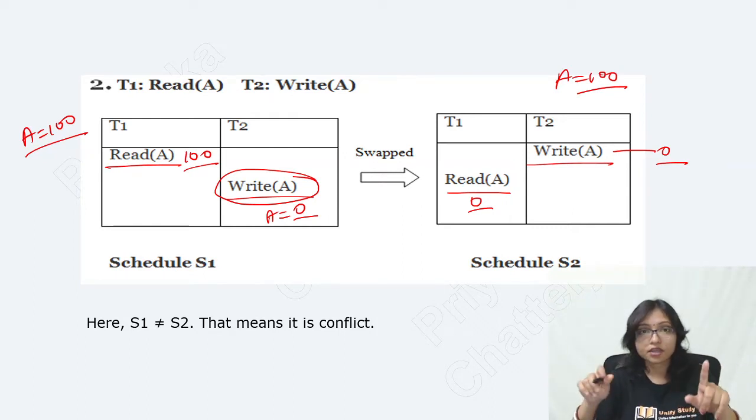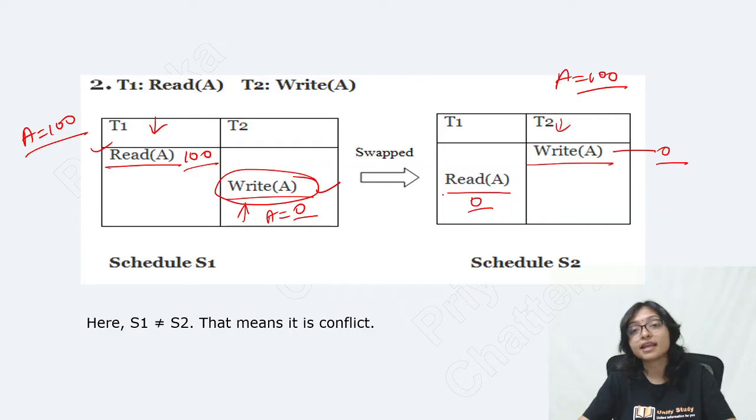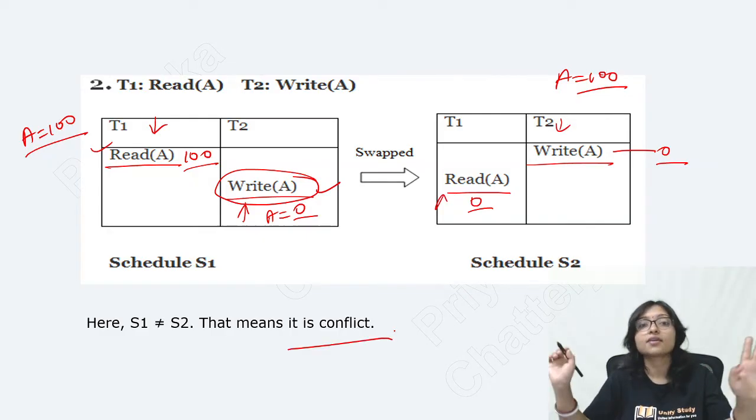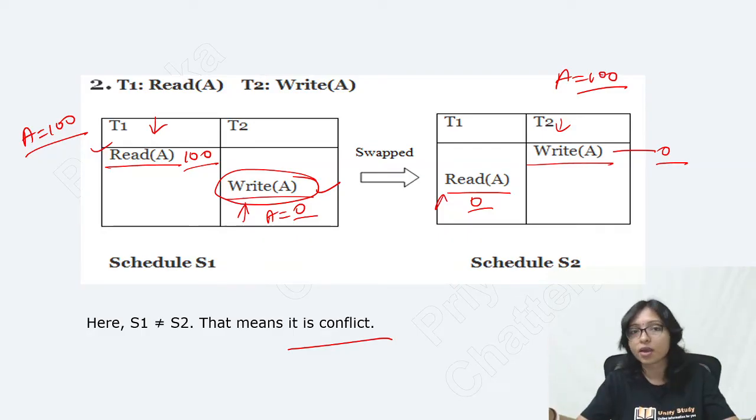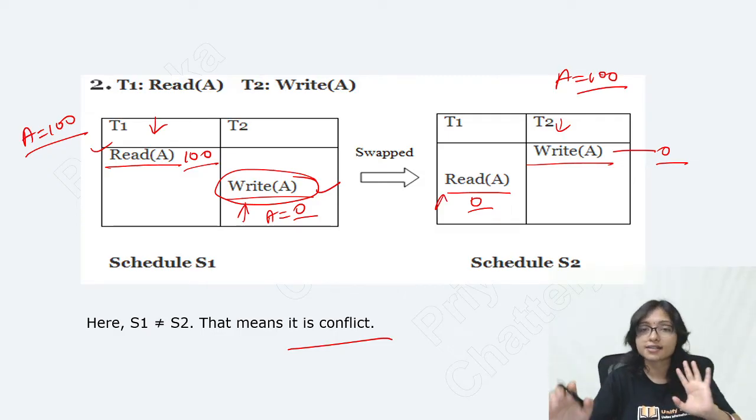You cannot do swapping here. It is not the same, because first reading then writing is going on. Here T1 is reading, then T2 is writing. But here T2 is writing, then T1 is reading. They are not the same. That's why it is a conflict. We cannot do this type of swap operation. This concept will be required for view serializability also.